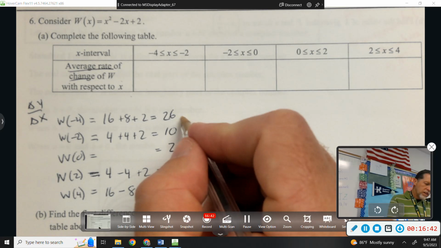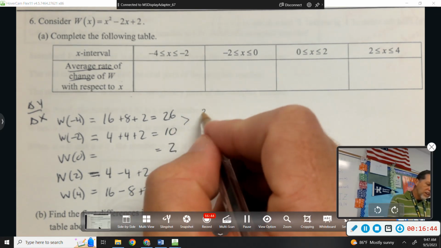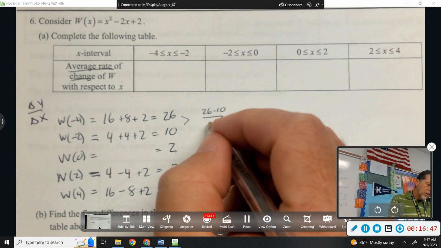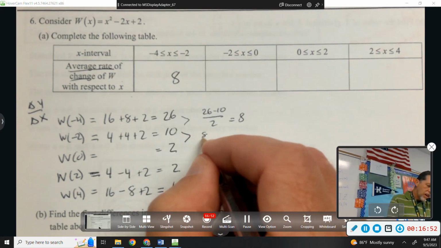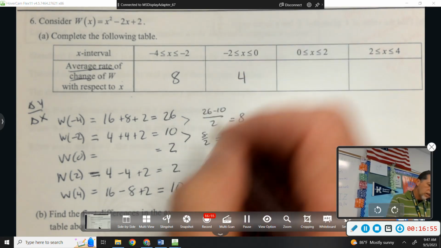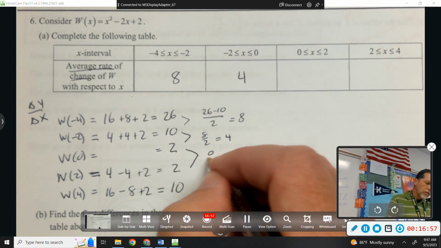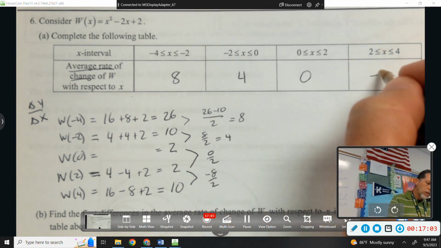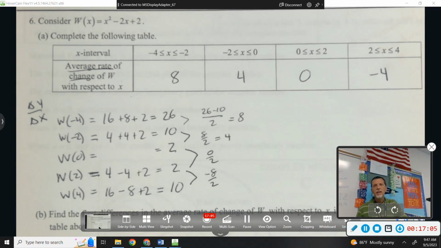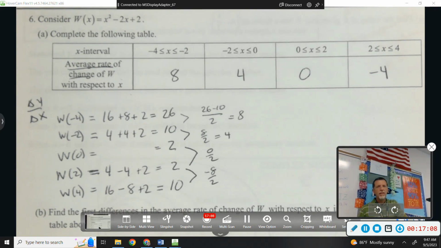Okay, so 16, I guess I should show my work. 16 over 2 is 8. 8 over 2 is 4. 0 over 2 is 0. And -8 over 2 is -4. I feel like I did that in a strange way, but an efficient way. Rather than find all the average rates of change, I found all the values, and then I found the rates of change.